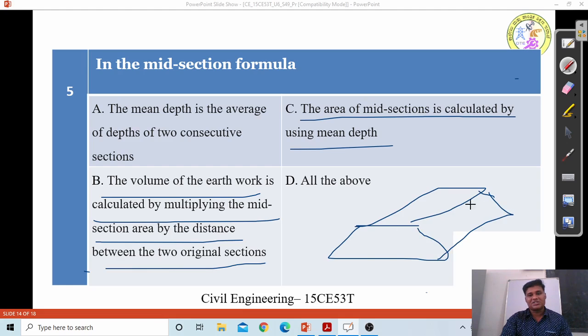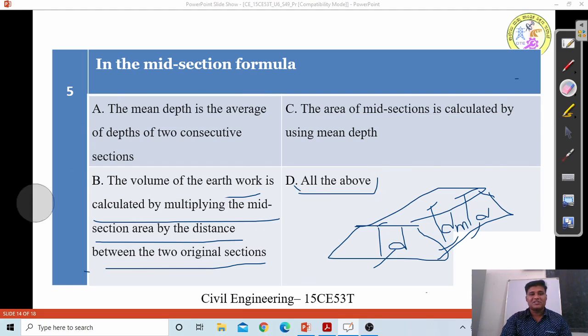Okay, this is the midsection. Here there is one depth and there is one depth. So I have taken the average of two depths. That's what he is saying in option A. And the area is calculated by using mean depth. So at the mid, I am going to take this mean depth for calculating B into dm plus st square. The volume is calculated by the mean sectional area of the two original sections. So all the answers are correct. So it is all of the above.